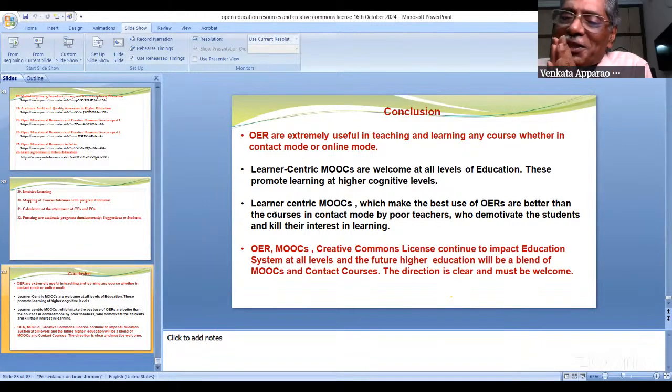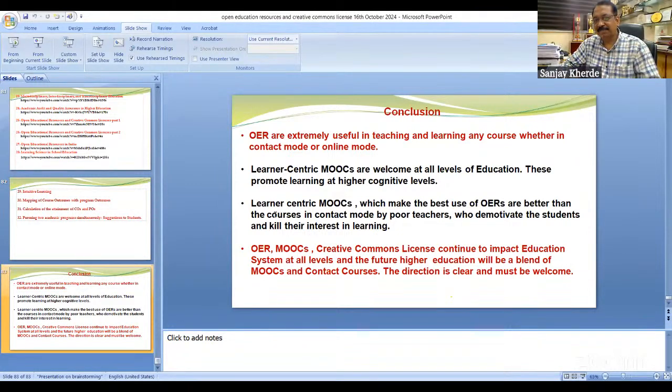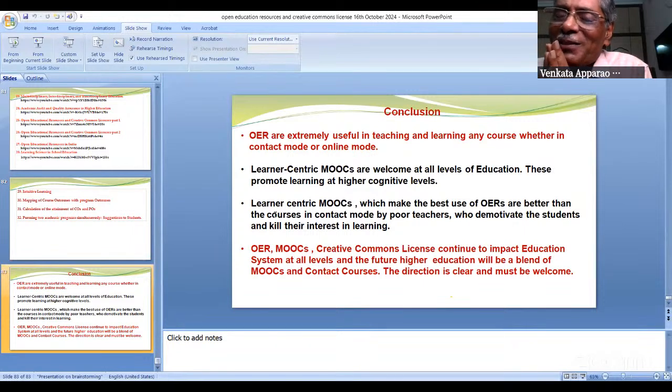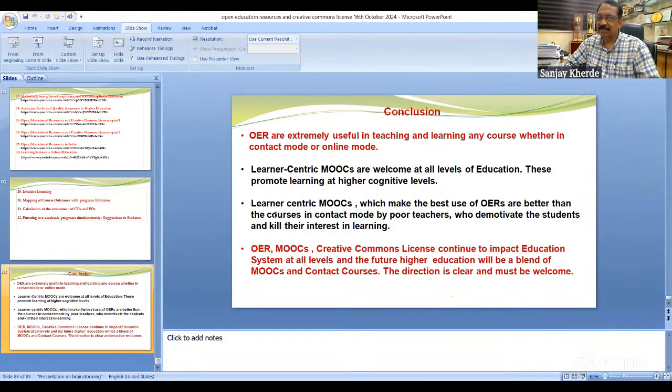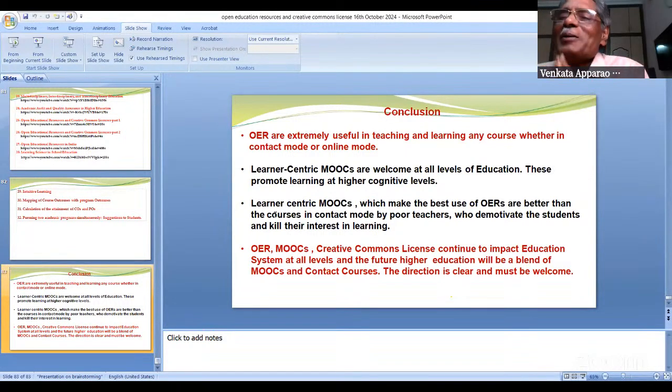I wish that all of you develop Swayam courses. I wish that all of you develop your own OERs and publish them under the Creative Commons license or on YouTube. That is my wish, and I pray to God that it is realized by all of you.